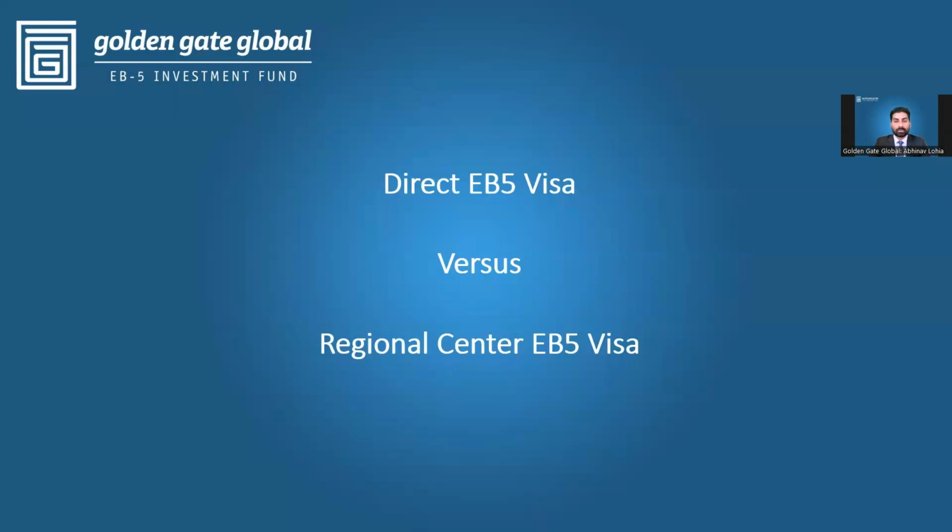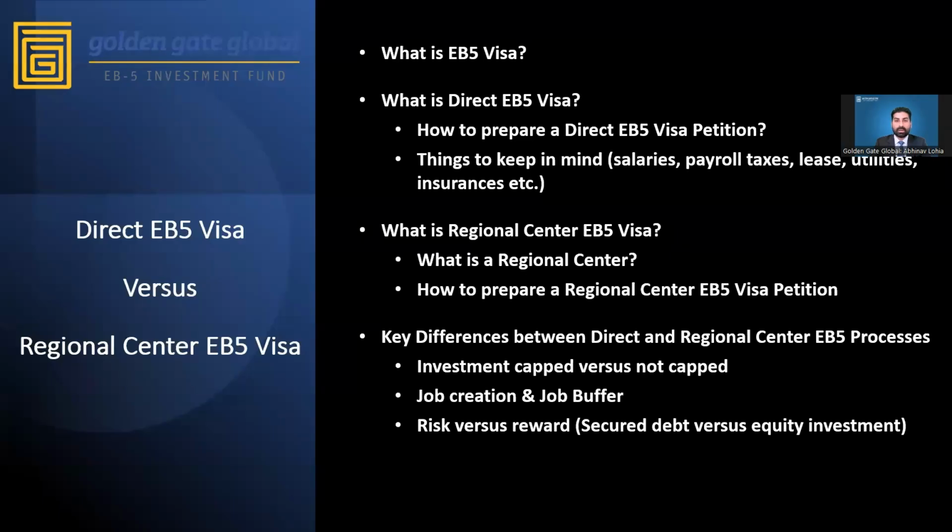I'm the Director of Global Business Development at Golden Gate Global, a regional center licensed by USCIS based out of San Francisco, California. In the past 10 years, more than 1,300 investors have trusted Golden Gate Global with their immigration to the United States. In this video, we will be discussing the differences between a direct EB-5 petition versus a regional center EB-5 petition. We will be going through the following.